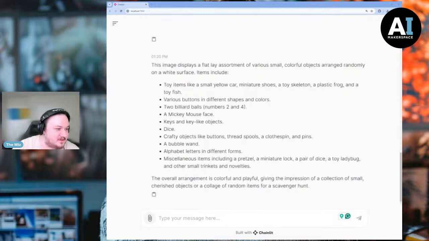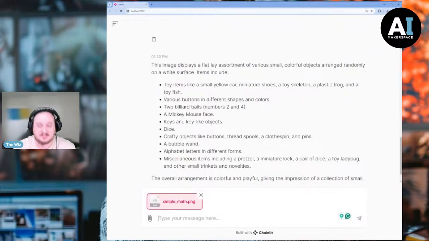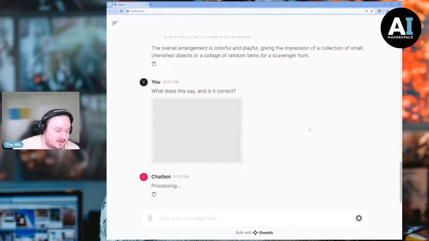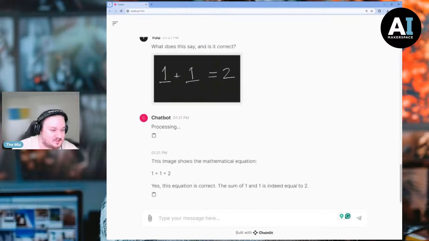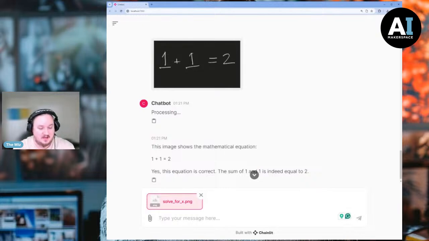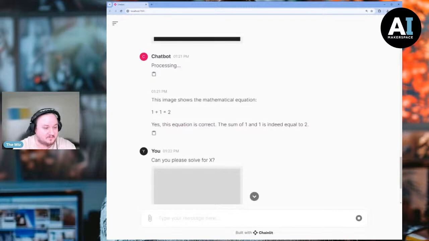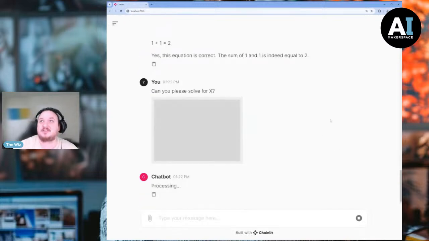We're going to do the classic, which is math, right? So we have some simple math. You'll see the image in just a second. What does this say, and is it correct, right? So, you'll find it's 1 + 1 = 2. It is true. Great. When we look at something a little bit more complicated, so solve for x, right? We can ask questions like, can you please solve for x? Okay, so you'll see the equation in just a second.